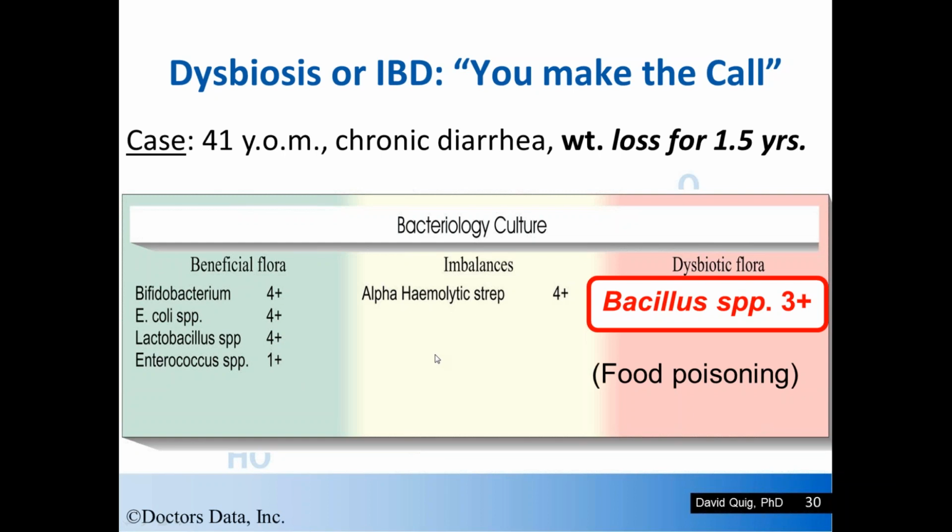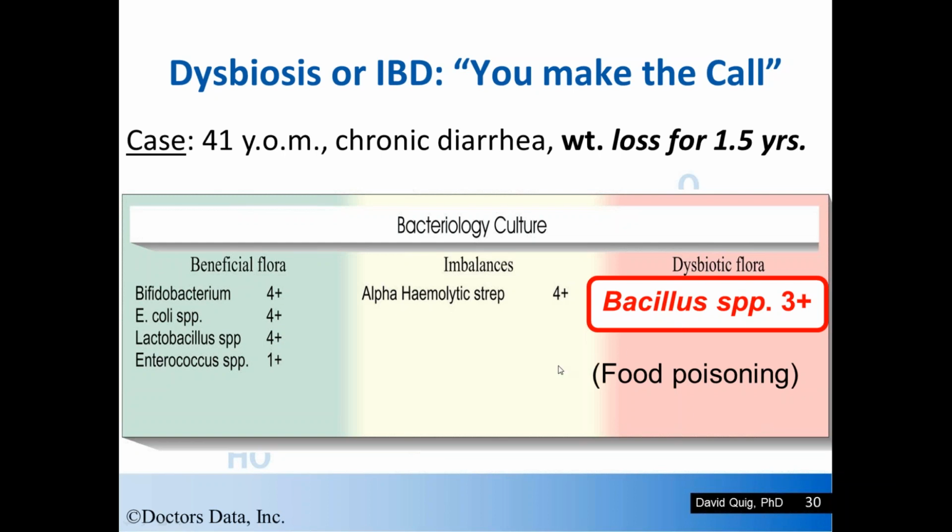But I had a call from a clinician who was very upset that we did not provide susceptibility testing for the patient's Bacillus species at 3+. Well, we don't do that because Bacillus species are classic food poisoning organisms, and they run their course. And this was a 43-year-old male who had chronic diarrhea and weight loss for 1.5 years. So it's diarrhea and weight loss for 1.5 years, and the doctor wanted to treat the Bacillus, the food poisoning.